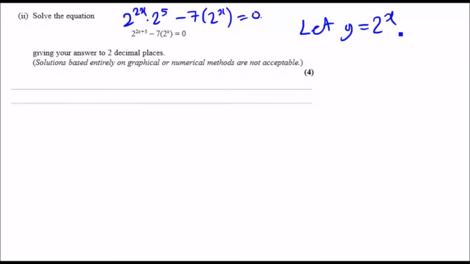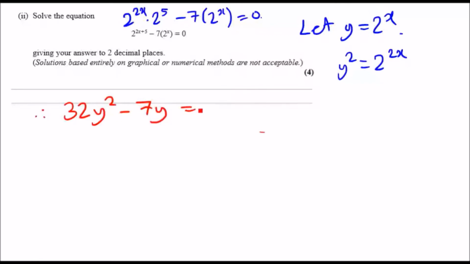Now, going back to the y statement, if I said let y equal 2 to the power x, this means if I was to square it, y squared would be 2 to the power 2x, which is the same as the one over here. Now all we do is plug it back in, evaluate this quadratic, and we're done. So what do we have? Firstly, y squared times 2 to the power 5. 2 to the power 5 is actually 32, so it's going to be 32y squared minus 7y equals 0.